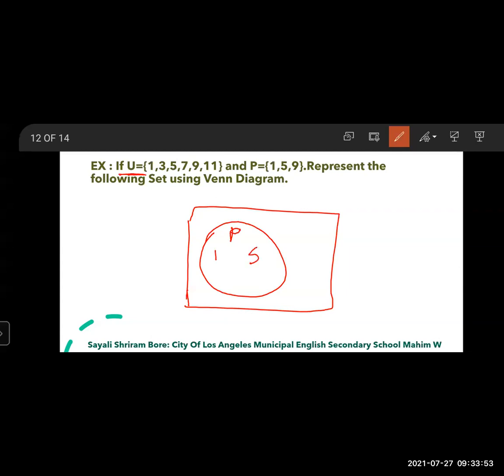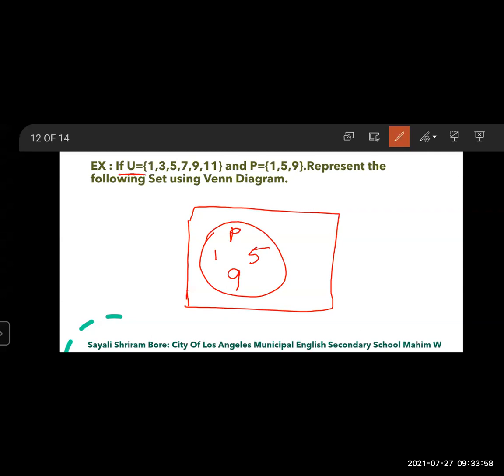And these two sets you have to represent by using the Venn diagram. So simply, you can use any closed figure. Two sets are there, so I will draw two. This is set P. And in set P, which are the elements? 1, 5 and 9.